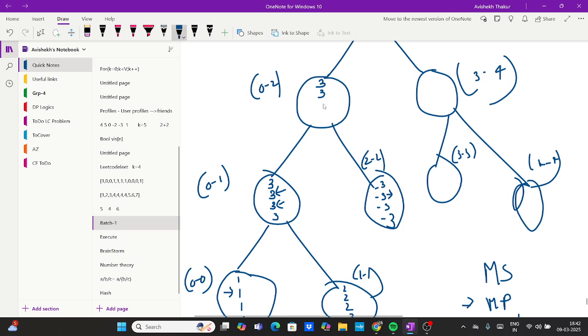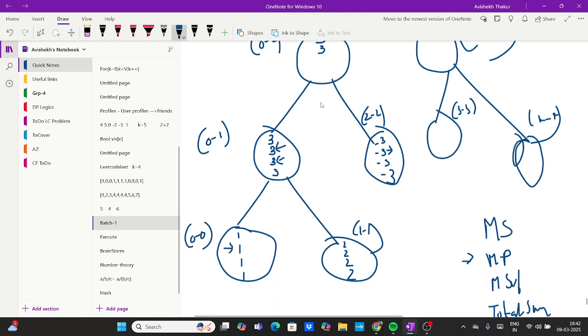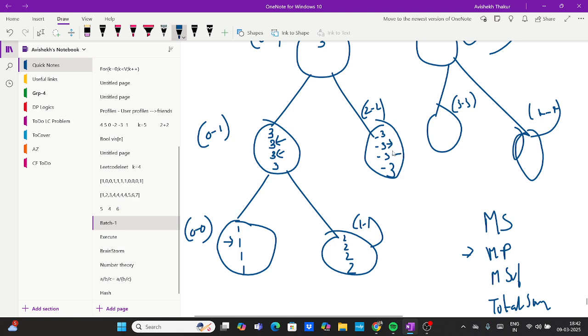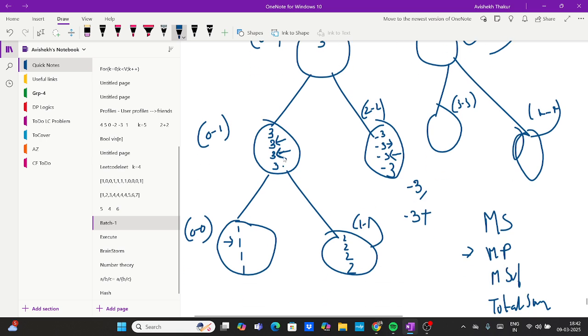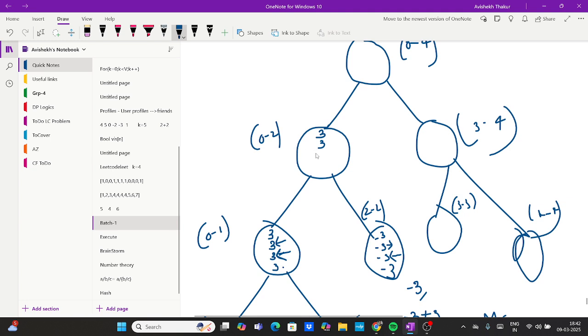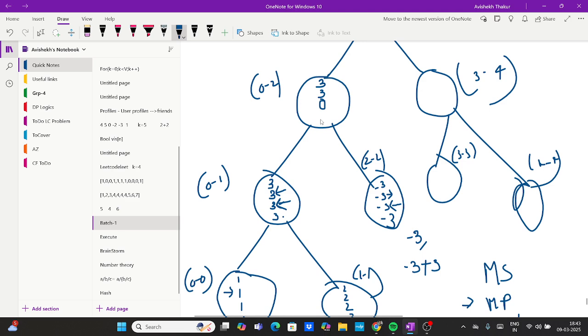Similarly, what about this one? Now this is maximum suffix. Maximum suffix is nothing but the maximum suffix of this, minus 3, or the total sum plus the maximum suffix, which is 3. So in this case, can I say it is 0? Yes. And this is very straightforward, 0.